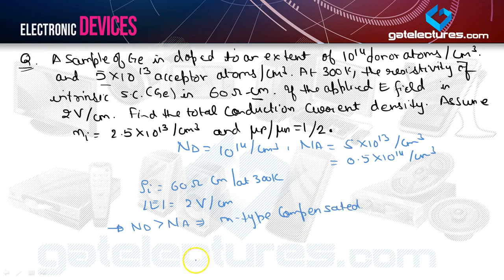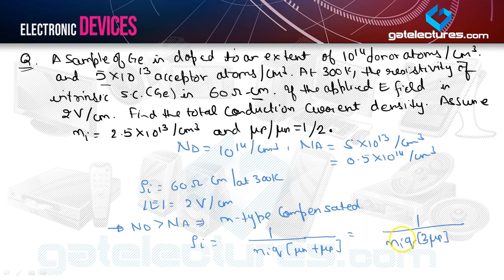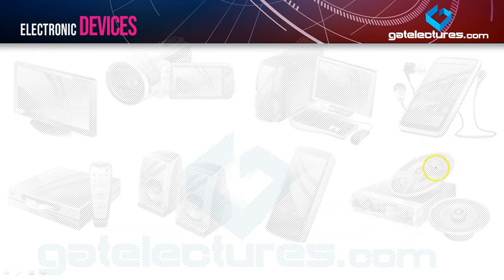It is n-type compensated. Okay, now we know rho I, so 1 upon rho I is Ni q times mu n plus mu p. We know this relation for the intrinsic semiconductor, and mu p by mu n is known to us, so this can reduce to, if we plug in mu n as 2 mu p, Ni q times 3 mu p, because it's mu p plus 2 mu p. Okay, understood?